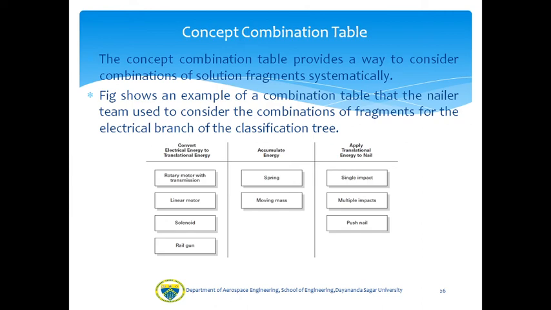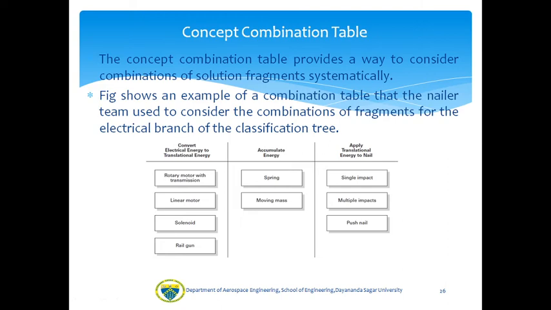The other one is the combination table. This also is not very new again. It provides a way to consider the combination of the solutions. Okay, sometimes if you make a table, you may take something from here, something may come from here, something may come here. Combining these three, you can come up with the solution.